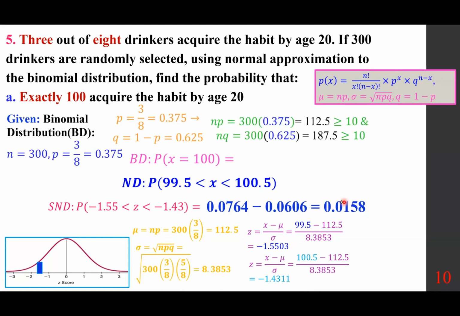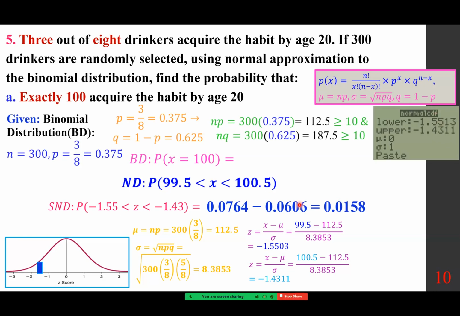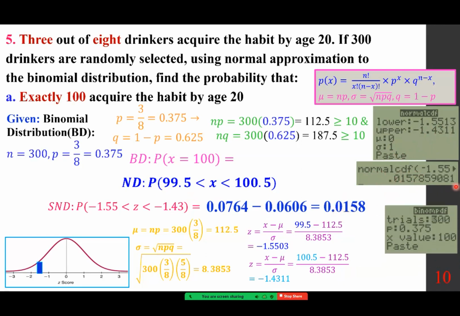Let's do technology. Normal CDF from this number to this number, of course, with a lot more decimals, if you plug it into a calculator. And it gives you this value. This is using normal CDF with a table. This is using it with technology.